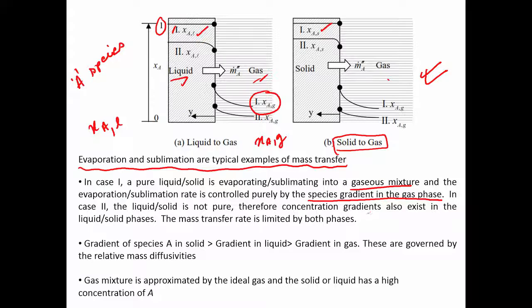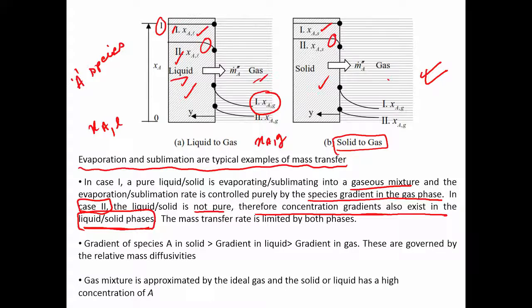The concentration gradient also exists in the liquid in the case of 2. However, in case 2 it is not a pure liquid anymore, like the example that I gave; it may be water mixed with ethanol, water mixed with something else. It is not pure. Therefore, concentration gradients will also exist in the liquid and the solid phase, here and here you are going to have that concentration gradient.